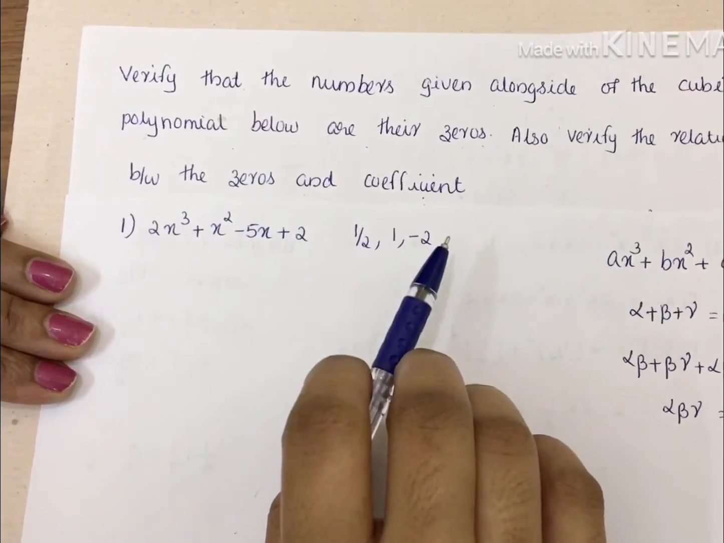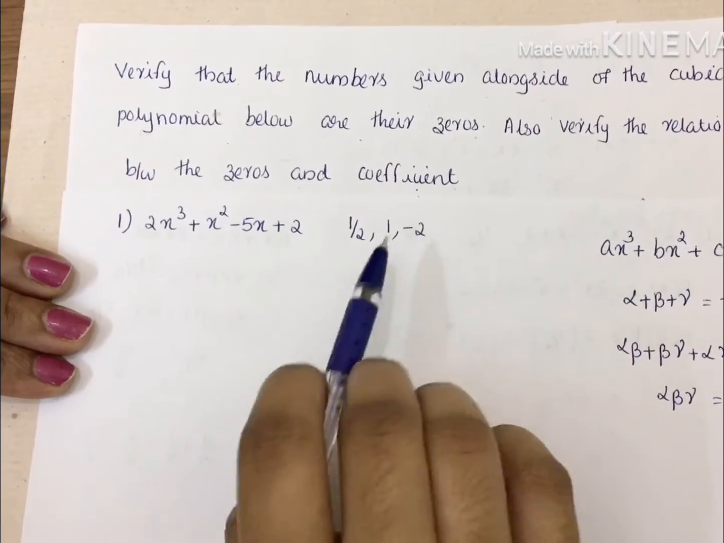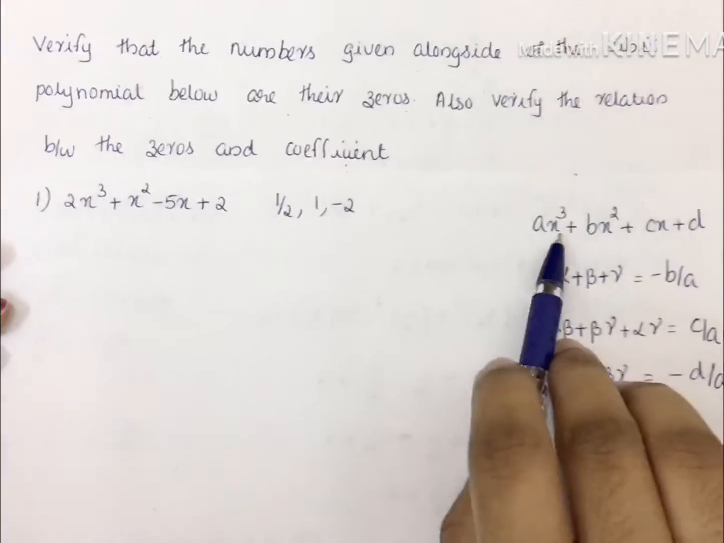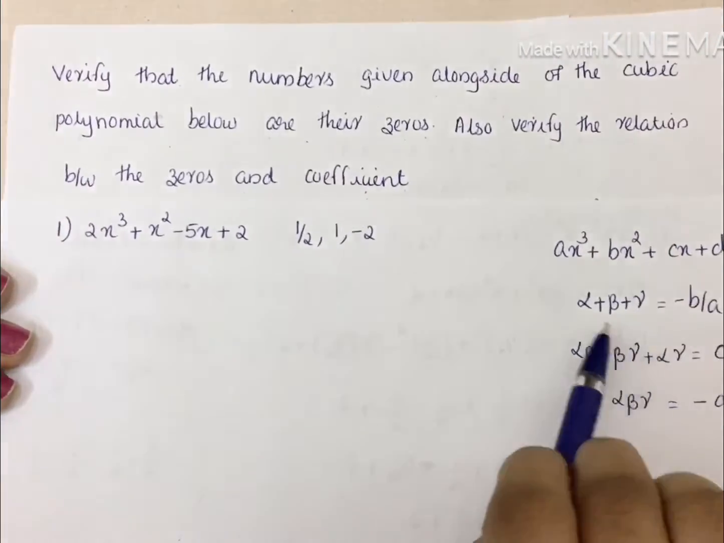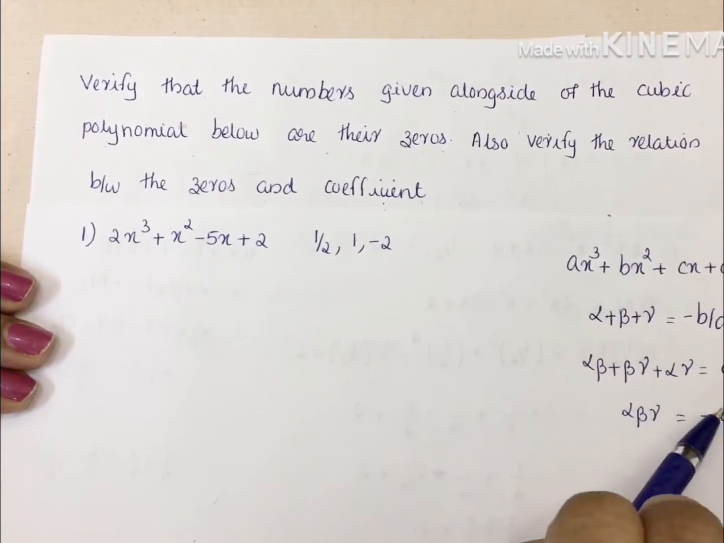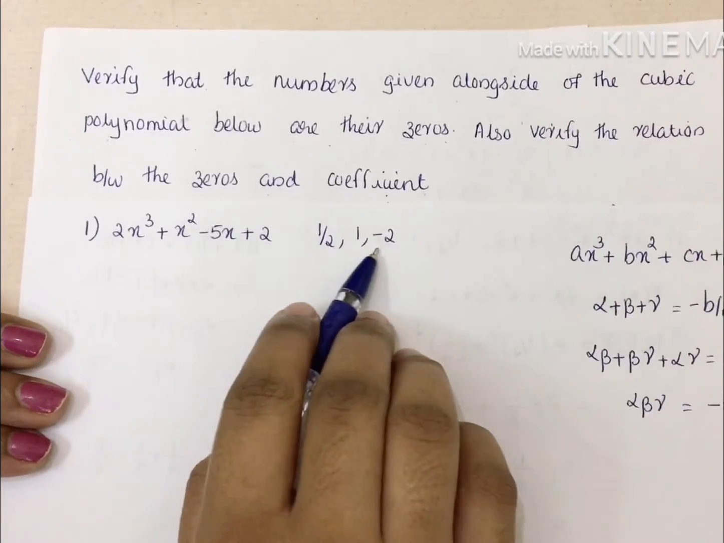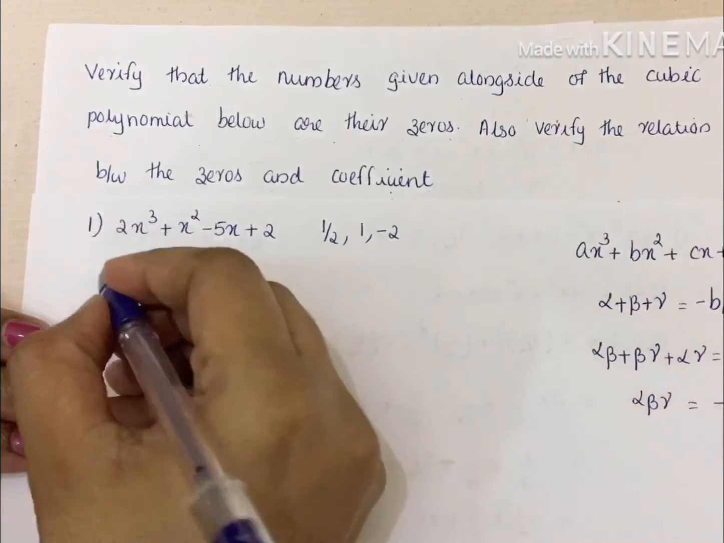I made the same kind of video related to the quadratic polynomial, and here this is the standard form of the cubic polynomial and the relation between the zeros and the coefficient are here. So first we have to show that these are the zeros.